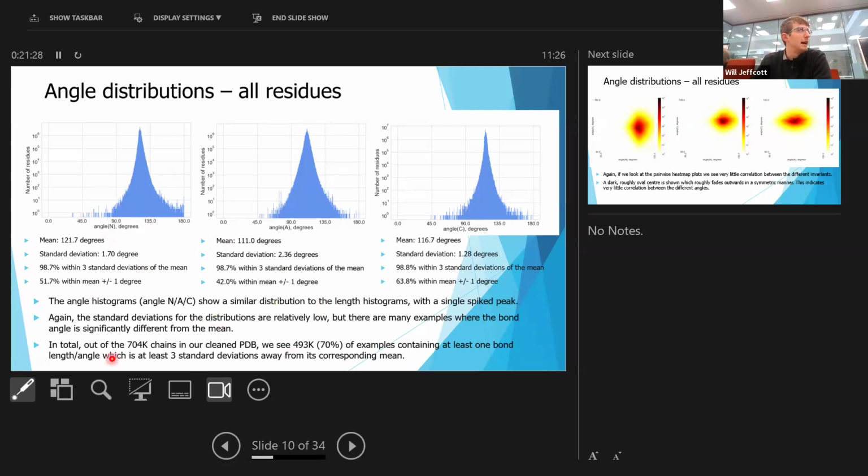If we count in total, out of our 704,000 chains in the cleaned PDB, the number of examples where at least one of the lengths or at least one of the angles is outside of 3 standard deviations of its mean, this corresponds to roughly 70% of examples within our 704K chains. So we can see that many examples basically have some sort of non-standard angle.